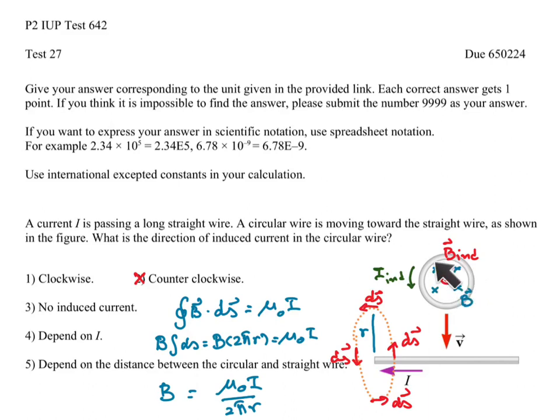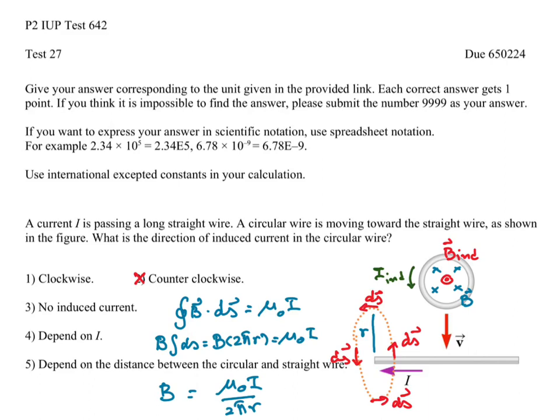You can see that when the circular wire moves closer to the straight wire, the flux will increase, and the magnetic field points into the plane like this. So to cancel this magnetic field B, this blue magnetic field, the induced current will produce an induced magnetic field, this red magnetic field, that points in the opposite direction to the magnetic field, the blue one that comes from the straight wire. So we know that the induced magnetic field will point out of the plane like this.